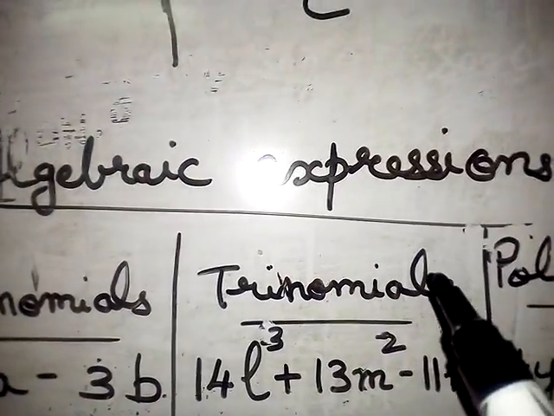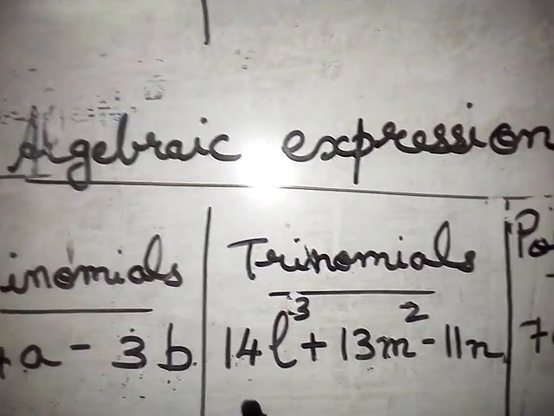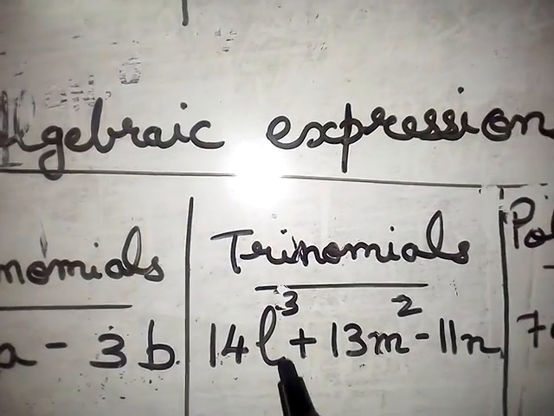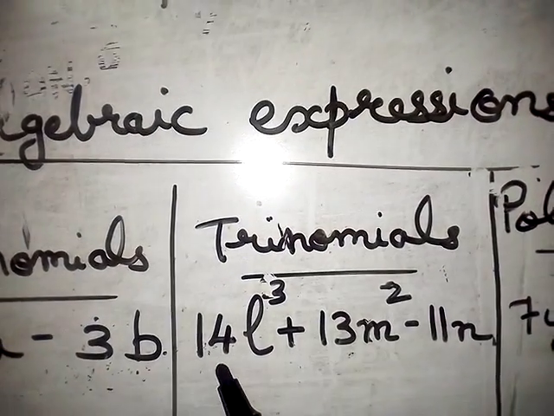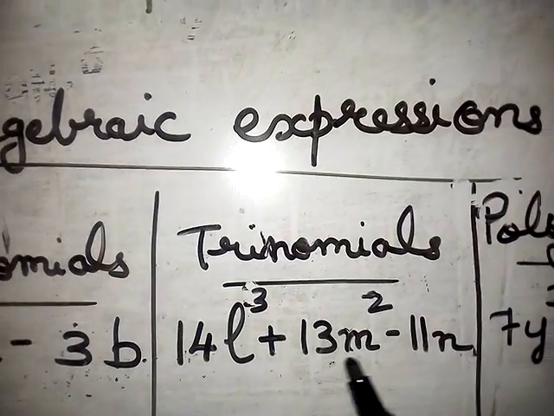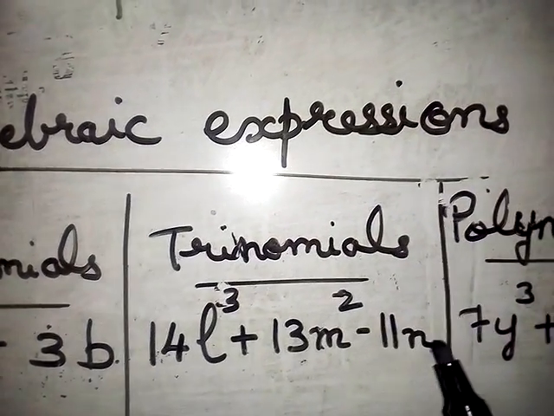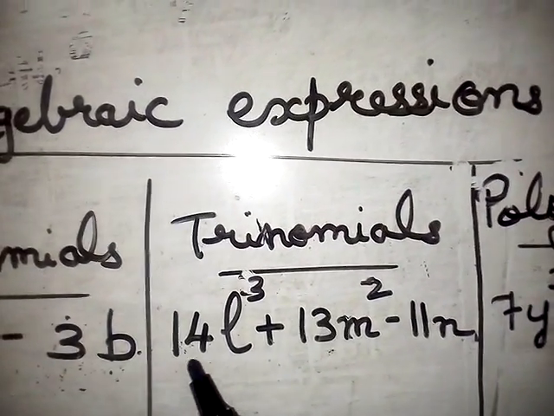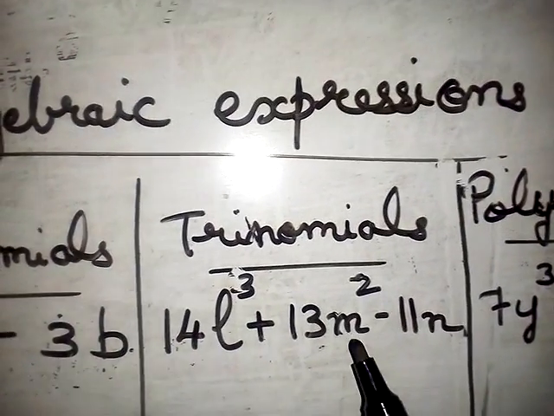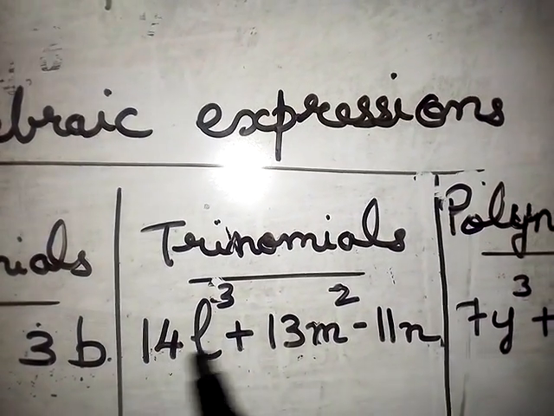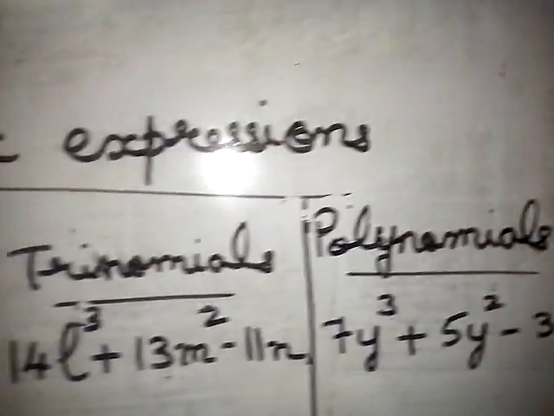Next, trinomials. Trinomials means an expression with three terms. You have three terms here: 14l cube plus 13m square minus 11n. This is the first term, second term and third term. Three terms are there, so that is a trinomial.